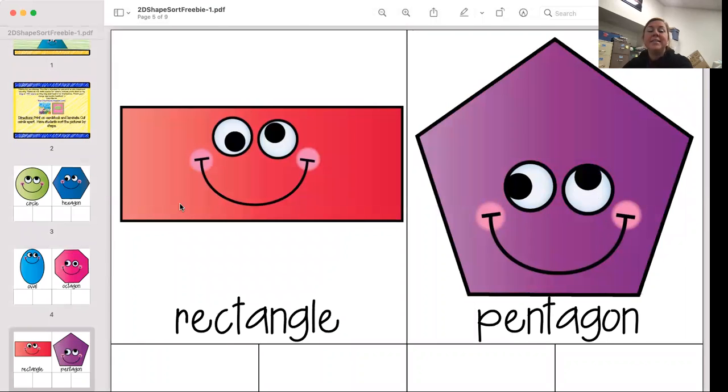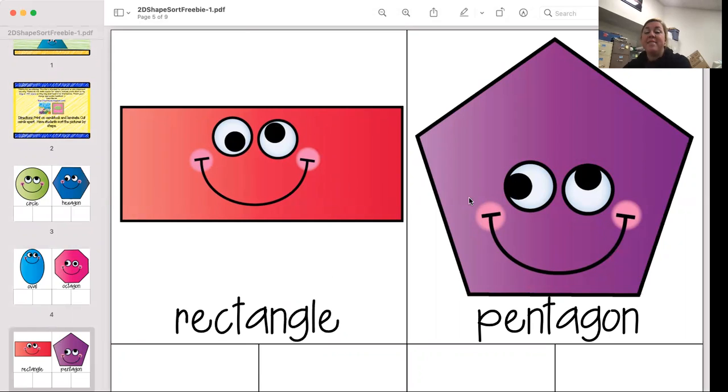Oh, okay. So the red shape is a rectangle. A rectangle is when it has two equal sides. So like this one and this one are equal, and then these two are equal sides. So it's a 4-sided shape with two sides equal and then the other two equal.